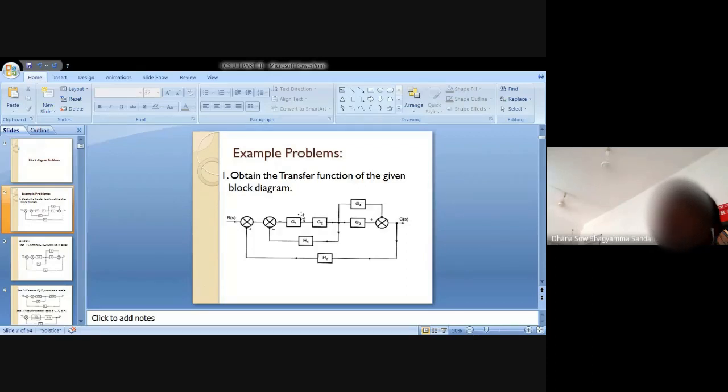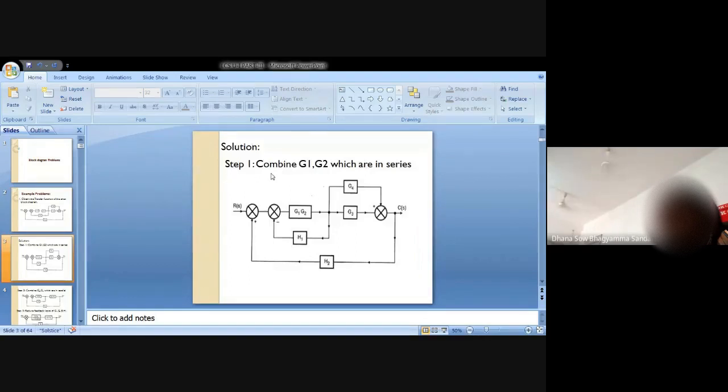You can see here G1 and G2 are connected in series. So step 1 in solution: combining G1 and G2, which are connected in series.